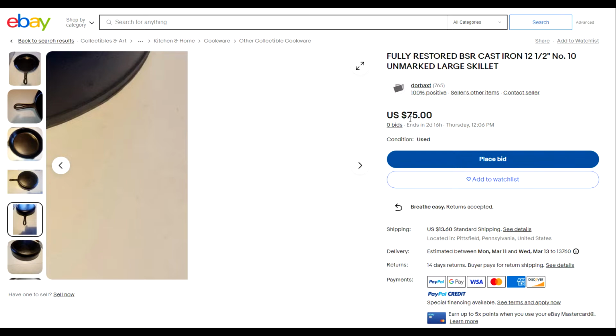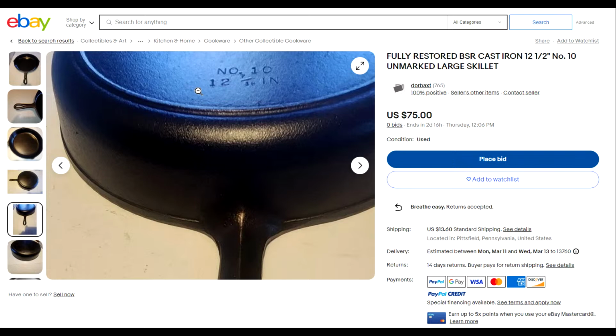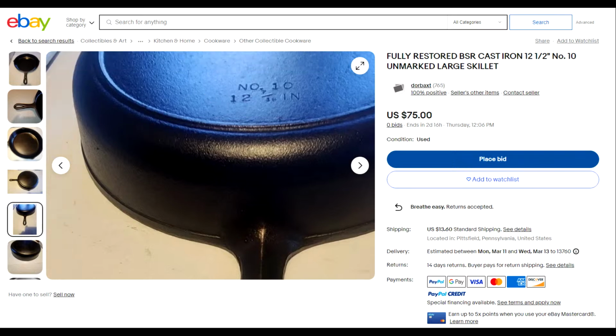Still, that is quite a price. $75 plus another $13.60 for shipping. For shipping, I will only say that I paid $20 for my number 10 at a flea market. So I like to think that was a fair score there. So, all right.